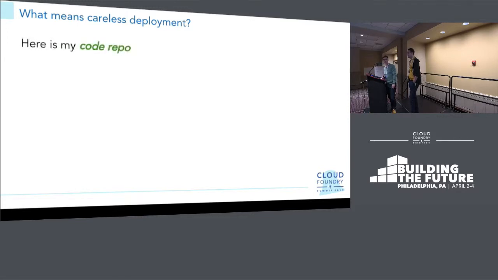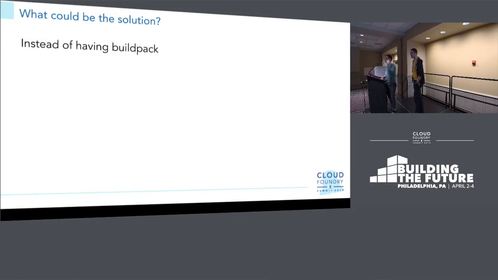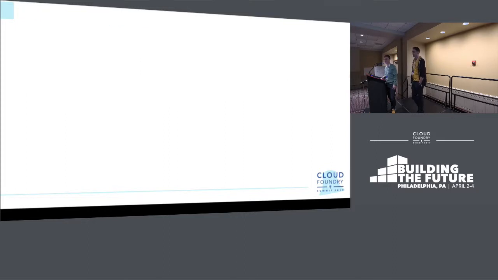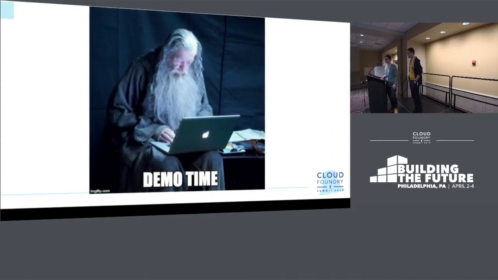Which gives us: here is my code repo. Deliver it on the cloud for me. I do not care how. And so instead of having buildpacks for supporting many application languages, we would have kind of pipeline packs, which determine which pipeline to instantiate from the code and the existing buildpack and app. Demo time.